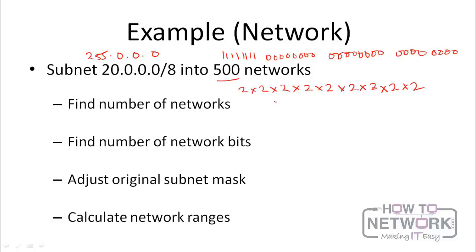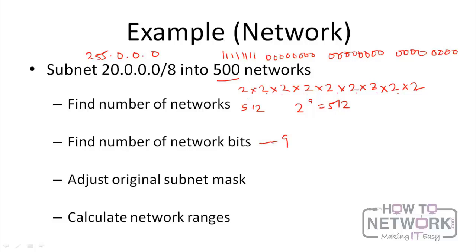Now let's count the number of 2s that we have to get the number of bits. That's 1, 2, 3, 4, 5, 6, 7, 8, 9. Another way to say this is 2 raised to the power of 9 equals 512. But remember that you don't have a calculator for the ICND1 exam. So our number of network bits will be 9.